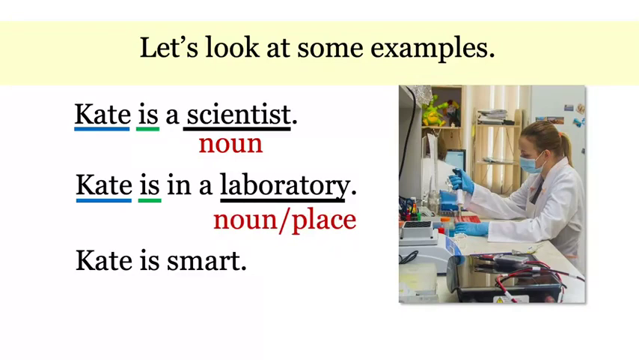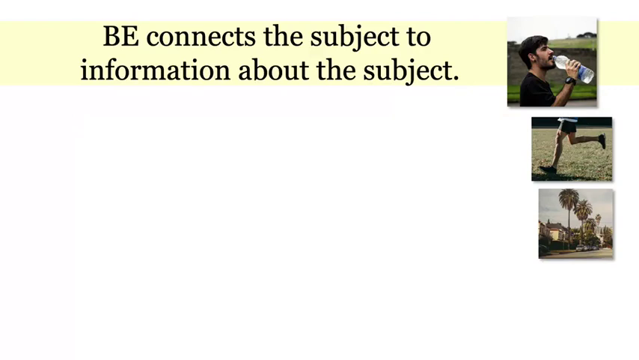Here it's a noun, a place. In the third sentence, again, Kate is the subject. Is the be verb that connects Kate to the rest of the information. Here, an adjective that describes her. Kate is smart. Be connects the subject to information about the subject.